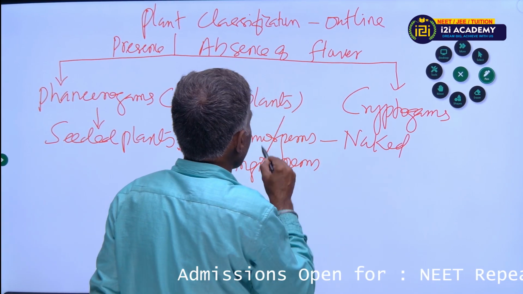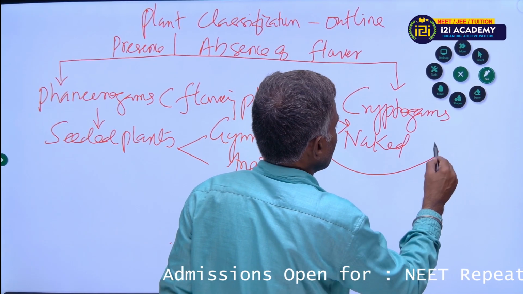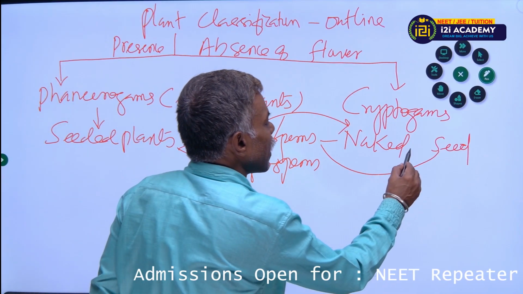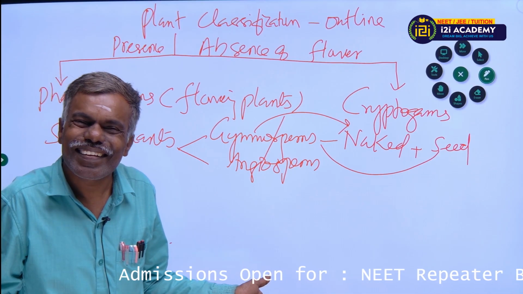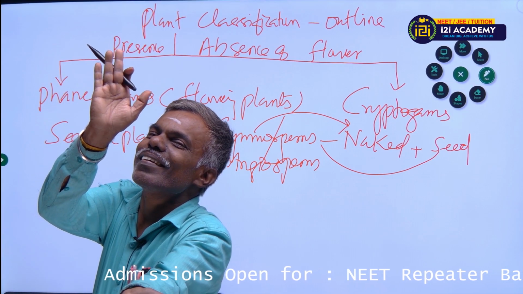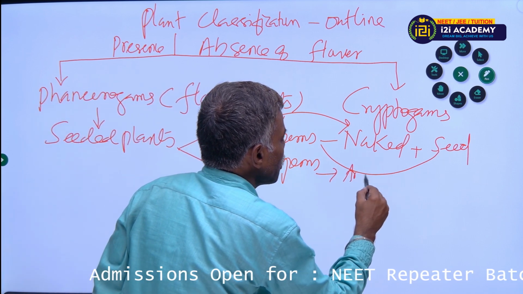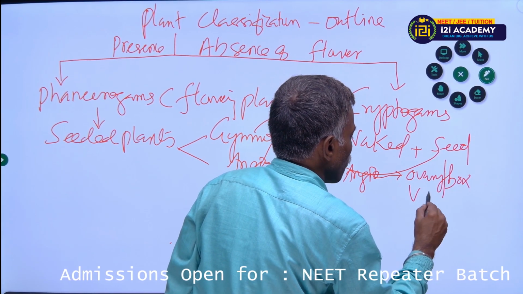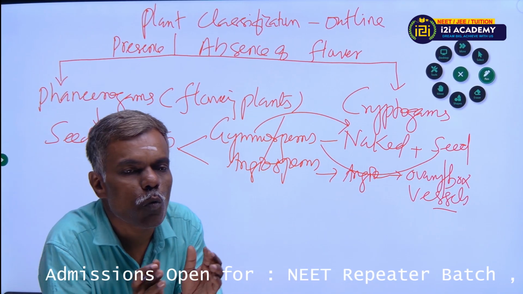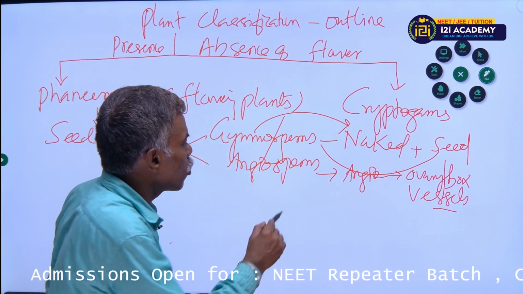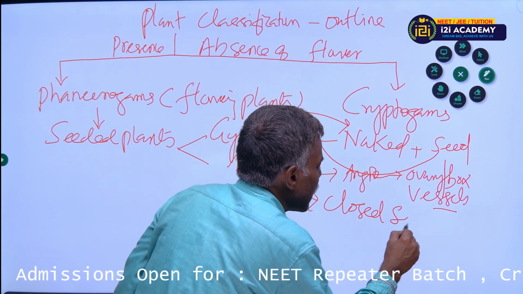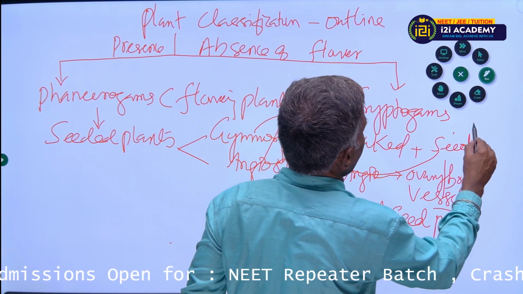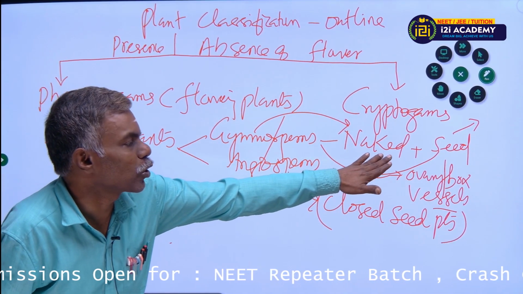Gymno means naked. Sperma means seed. Spermatophytes means study of seed. Naked seeded plants means there is no ovary, so the ovules are exposed. Next, angiosperm. Angio means ovary or vessels. In angiosperm, the ovules are present inside the ovary. So the angiosperms are called closed seeded plants because the ovules are present inside the ovary. Gymnosperms are called naked seeded plants because here there is no ovary.